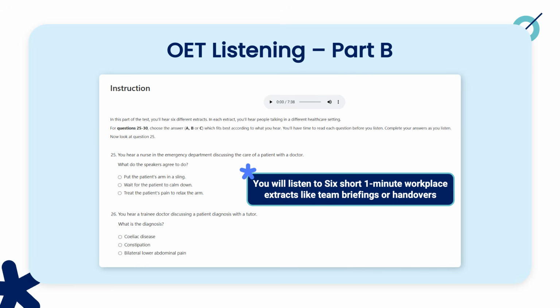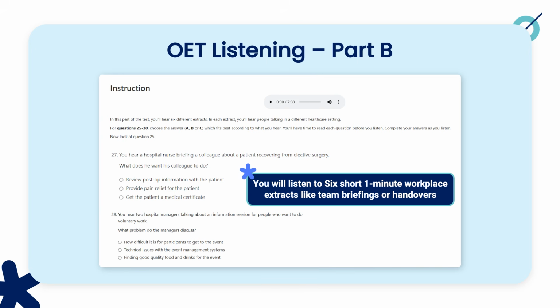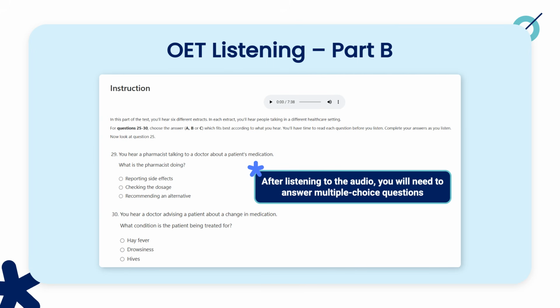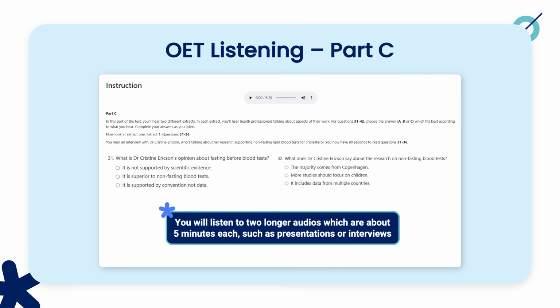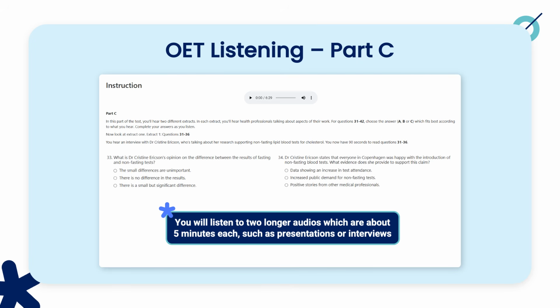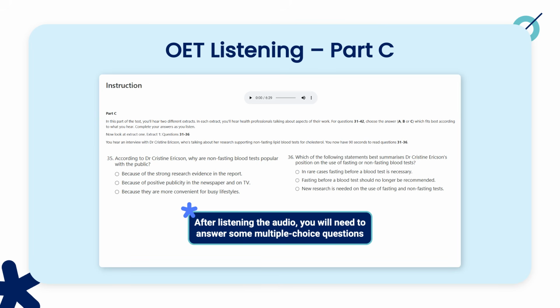In Part B, you'll listen to 6 short 1-minute workplace extracts, like team briefings or handovers. After listening to the audio, you'll need to answer multiple choice questions. In Part C, you'll listen to 2 longer audios, which are about 5 minutes each, such as presentations or interviews. After listening to the audio, you'll need to answer some multiple choice questions.